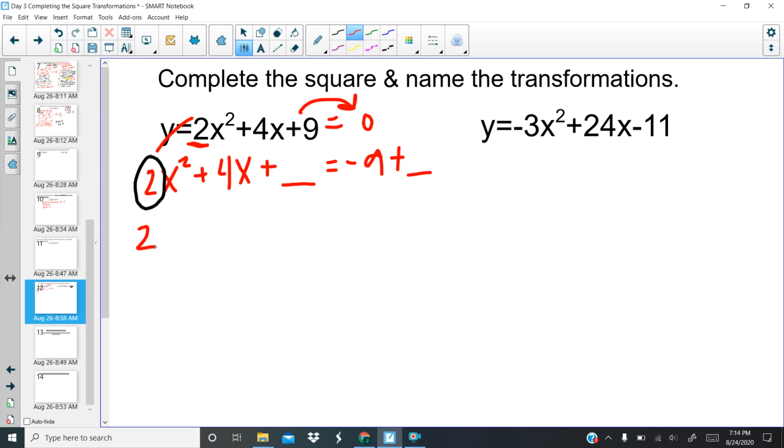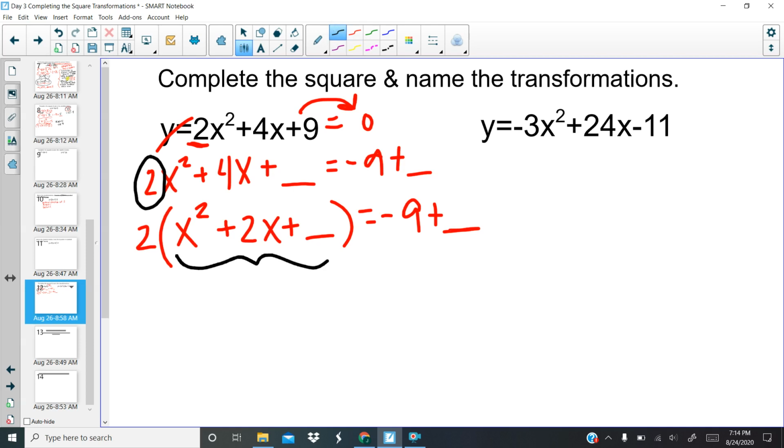So we're going to put the 2 out front on this left-hand side, and then we need the x squared on the inside plus, we're factoring a 2 out of that 4x, so it's going to be plus 2x plus our blank, and then it's going to equal negative 9 plus a blank over here. So then to find the blank, we're going to just use this equation, and we're going to still do that b divided by 2 squared. So it's going to be, in this case, 2 divided by 2 squared. And then that would be 1 squared, which is just 1. So the blank in this case is 1.